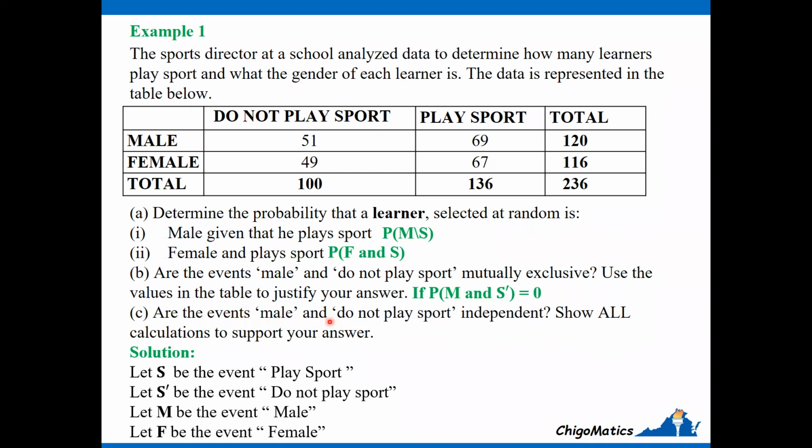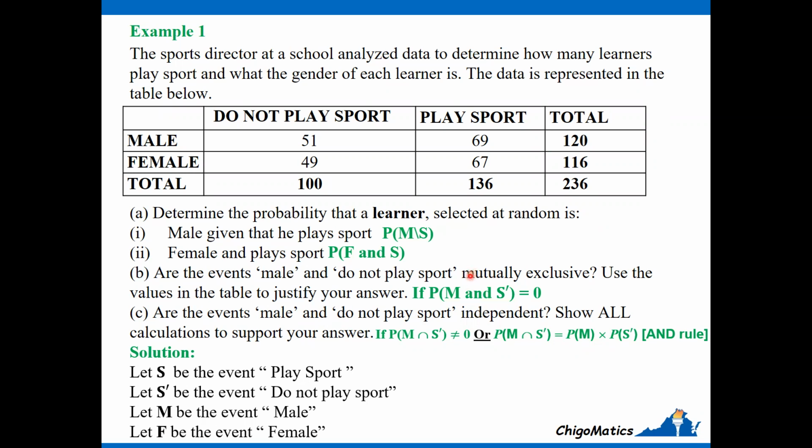Are the events male and do not play sport independent? Again, when do we say events are independent? Right? There are two things to that. Either if we could show that M intersection do not play sport is not an empty set, that means its probability is different from 0. Or we can show that the probability of M intersection S prime is the same as the product of their individual probabilities. That is the multiplication rule. Then when this is satisfied, we can safely say the events are independent. Otherwise, the events are not independent.